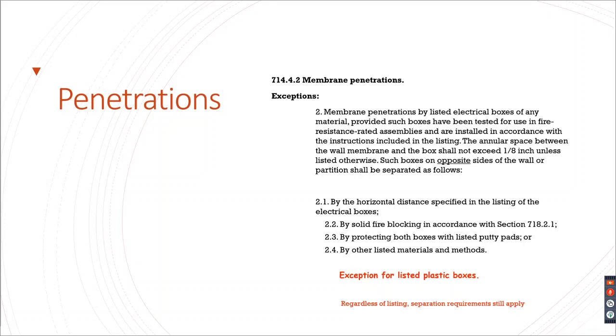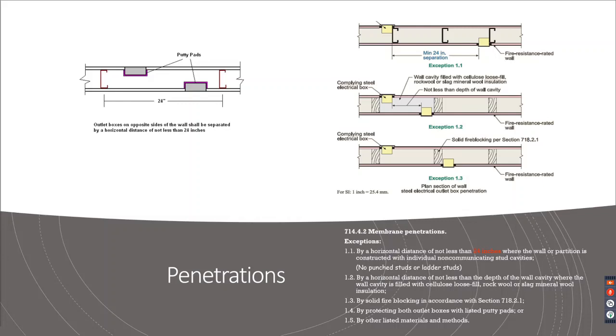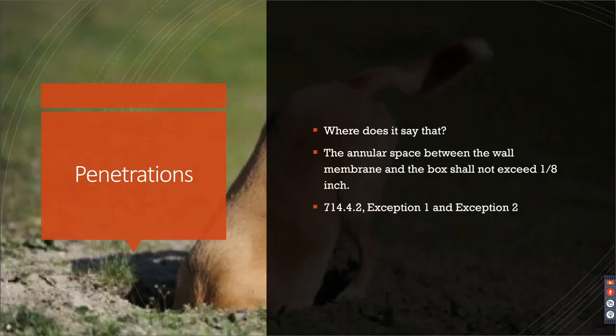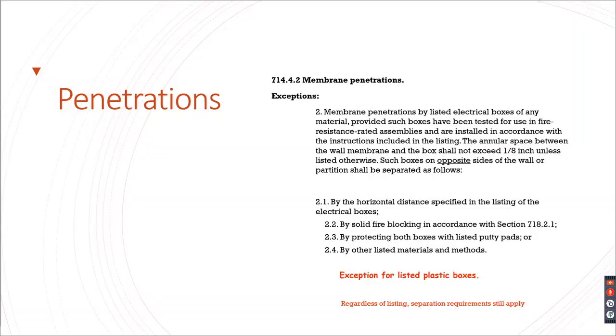So I'm going to back up again, sorry, back and forth. So this one, we're talking about the steel electrical boxes. So exception number 1 is for steel electrical boxes that don't exceed those sizes. Exception number 2 is talking about the electrical boxes of any material and what you can do there. So if you've made it through the first part and qualify there, then you go on to the following.